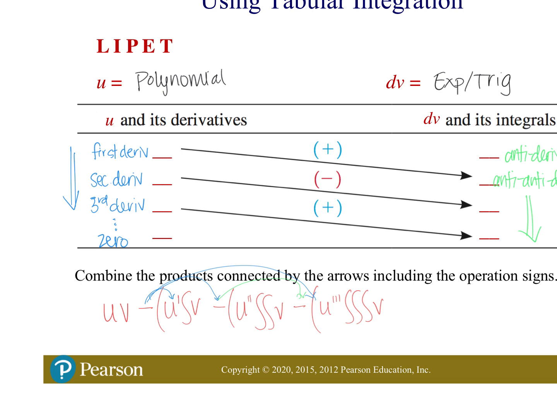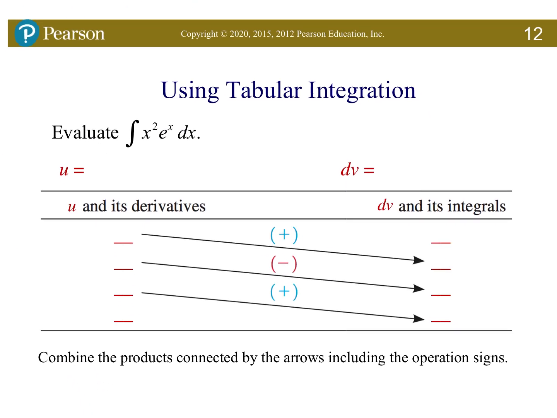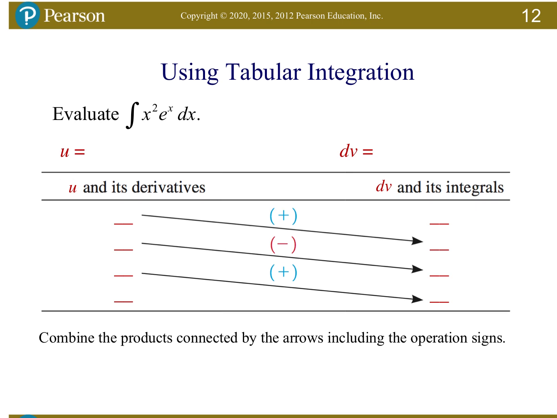So this is a shortcut to repeated integration by parts. So let's actually try this. We identify x squared as being our polynomial, which means our dv is e to the x dx.